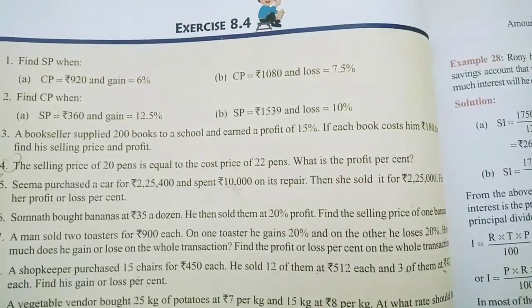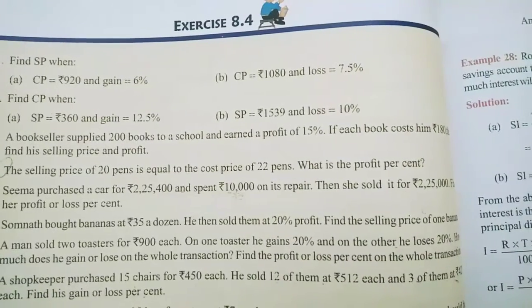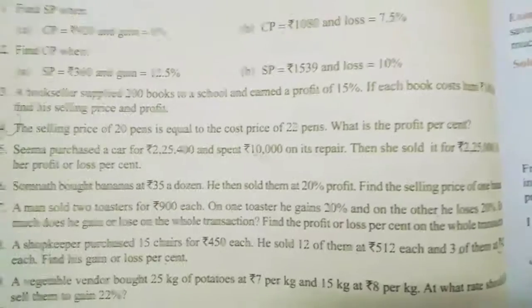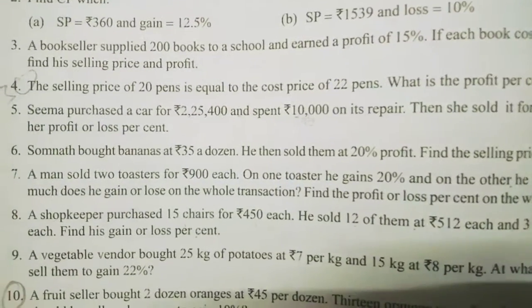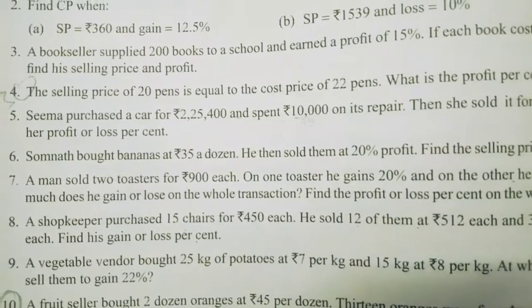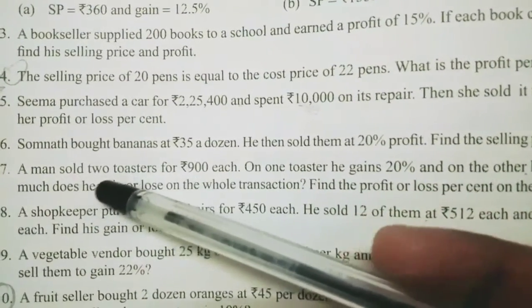Okay, so first of all, I will touch this exercise 8.4, which is about profit and loss. Someone has asked about question number 7. So what is given in question number 7?